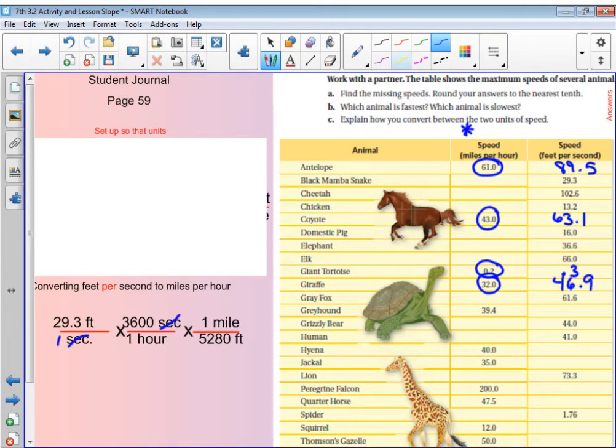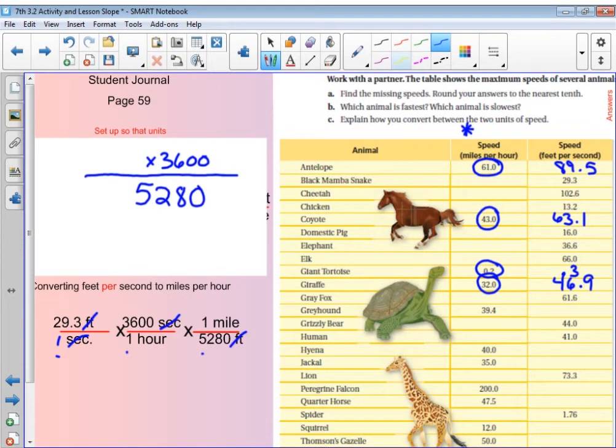And then to change it into miles, we have 1 mile is 5,280 feet, and we set it up so that we could cross cancel with the feet. So that's how I knew that the feet were going to go on the bottom. So my conversion, we are left with this. Our number that we originally had times 3,600 times 1, which is still going to give us the same thing. And then on the bottom, we have 1 times 5,280, which is 5,280.